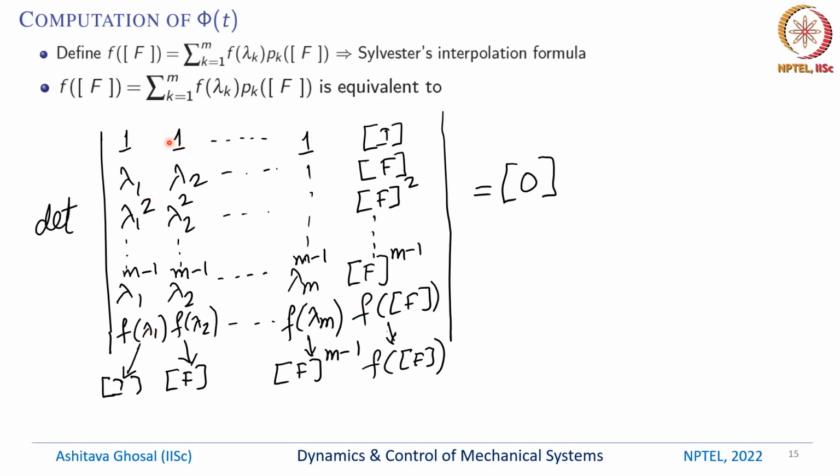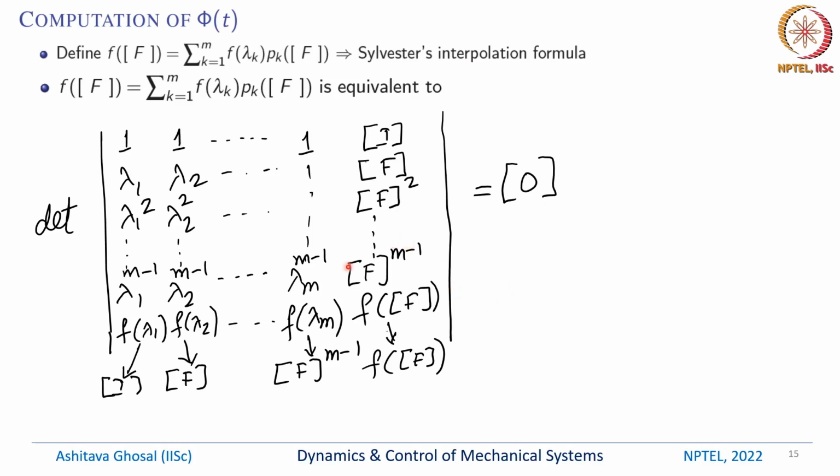This is the determinant of some matrix. The first row of the matrix is 1 1 1, and this is identity. Second row is lambda 1, lambda 2, all the way, then F, okay, then F square, and all the way f lambda 1, f lambda 2, f lambda m, and then f of this matrix. Okay, so this function is equivalent to the determinant of this matrix equal to 0. Okay, so if you are interested in the proof of this, please go and see some advanced linear algebra book.